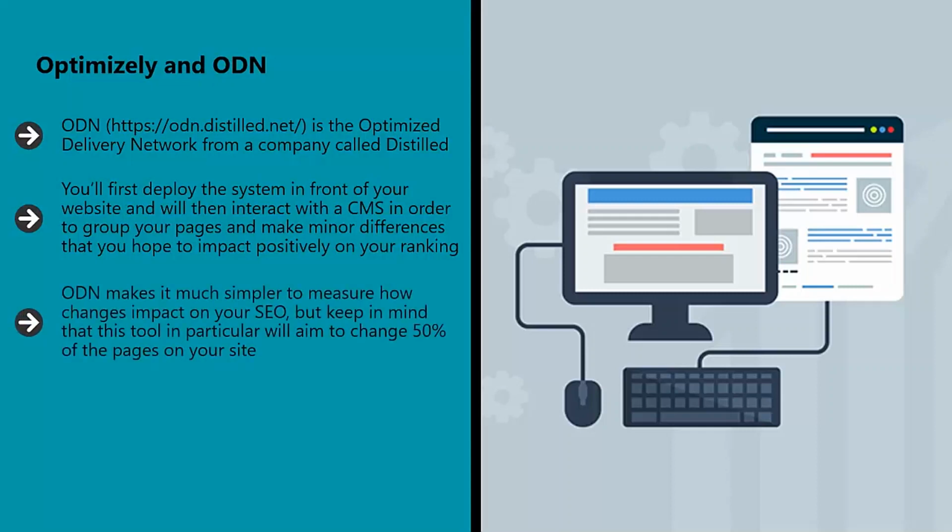ODN makes it much simpler to measure how changes impact on your SEO, but keep in mind that this tool in particular will aim to change 50% of the pages on your site. As we've discussed previously, this might actually be a little more than is optimal for most applications. That said, ODN is one of the best options for those that want to get started with split testing but don't want to tinker with their own website or hire a developer.